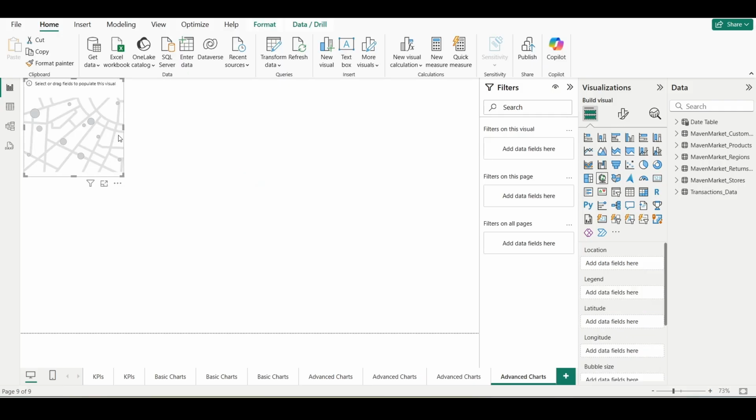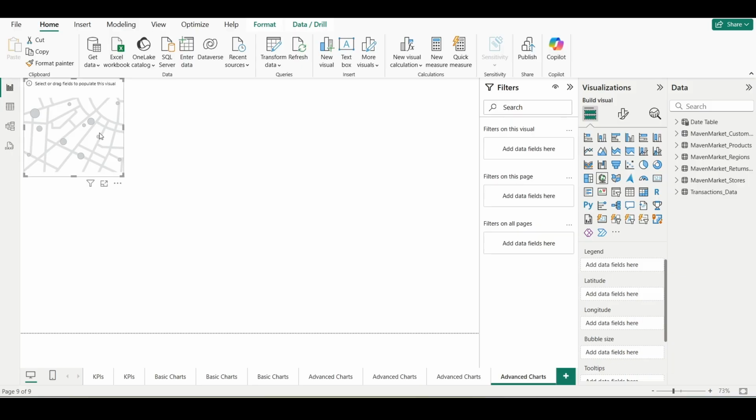A map chart is a geographic visualization that helps us analyze data across different locations. It plots data points on a map and adjusts the size of the bubbles based on a selected measure. The parameters of a map chart are location, a field containing geographic data such as country, state, city, postal code, or latitude, longitude, coordinates. Legend, it is used to explain the colors and symbols used in the map. Bubble size, it is a field containing the data you want to visualize on the map.